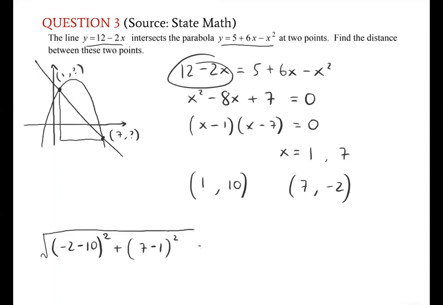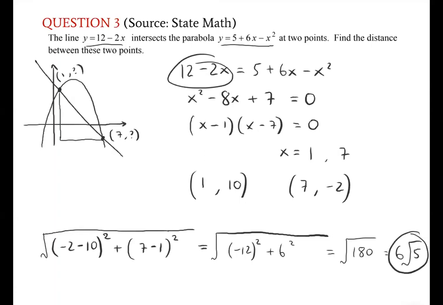And that is the distance formula. So if we solve all this out, then we'll get root 180, and that's simplified to 6 square root of 5. And that's our answer.